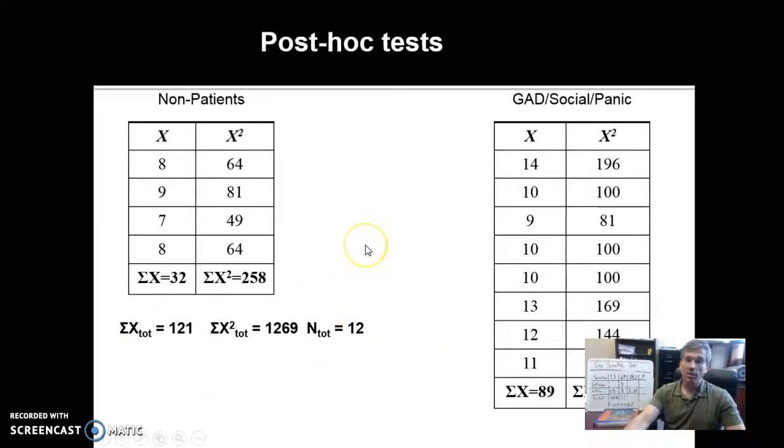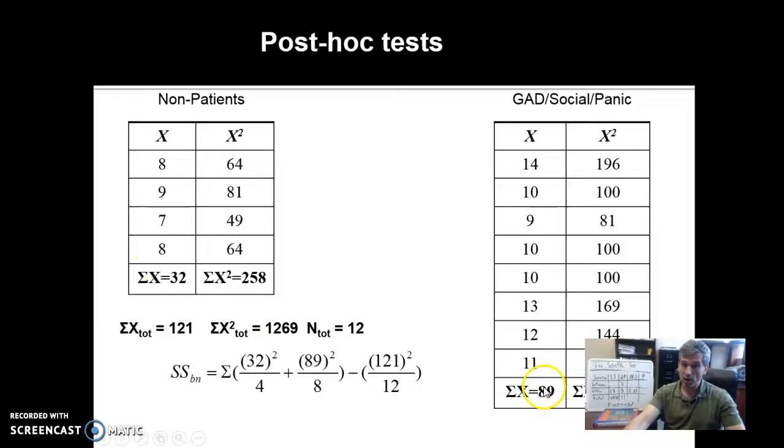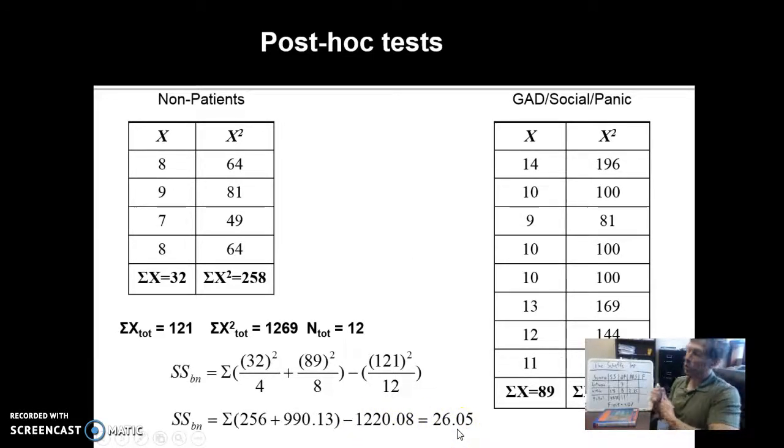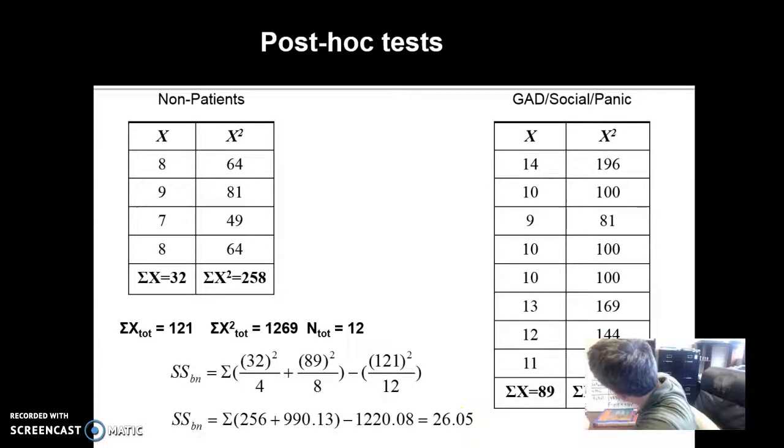So let's calculate sum of squares between. Notice we don't have to get the other ones. We take the sigma x for each group, 32 here, 89 there. You square it, you divide it by the number of people in each group, 4 for the first group, 8 for the second, and then we use this total term, sigma x total squared divided by the total number of people in the study, which is still 12. When you plug this in and calculate it out, you will get a sum of squares between of 26.05.